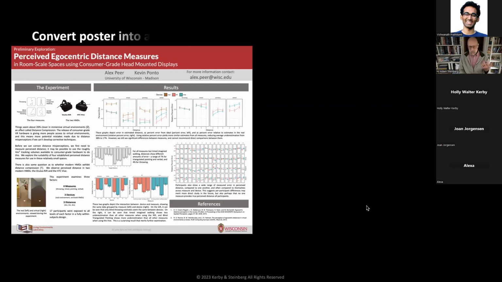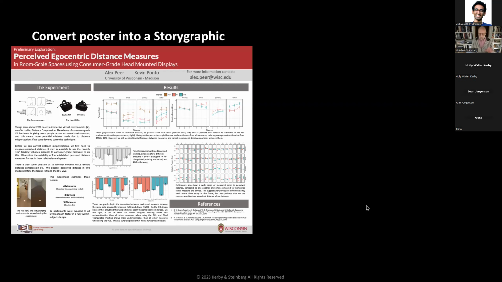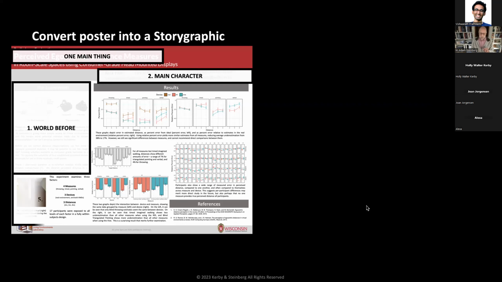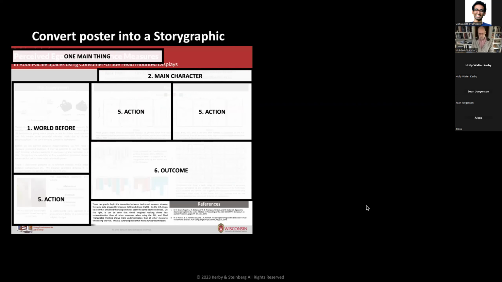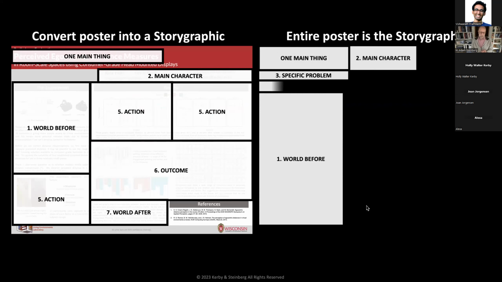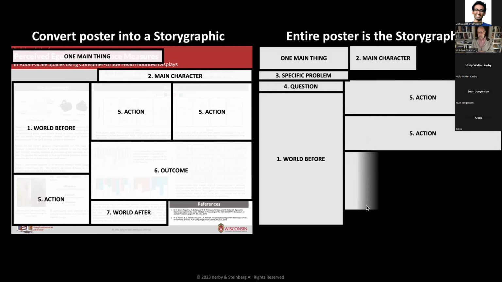Another way is you convert any poster that you currently have into a story graphic. So make the entire poster a story graphic. And you can do that from scratch also, of course, because those same cards are in every poster. They're in there somewhere. You just have to identify them, right? So there they are. And then you have to arrange them in an order so that the person can go through your poster, right? So here they are in the correct order.